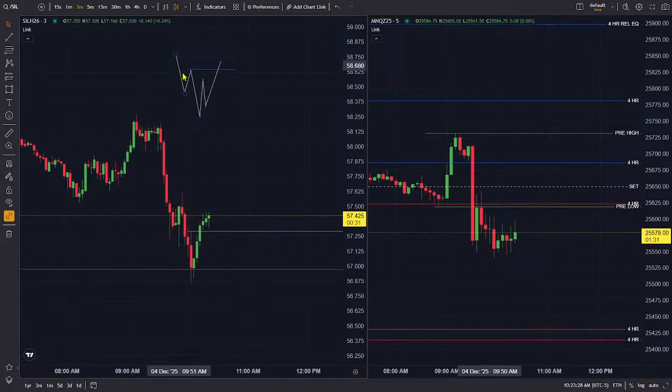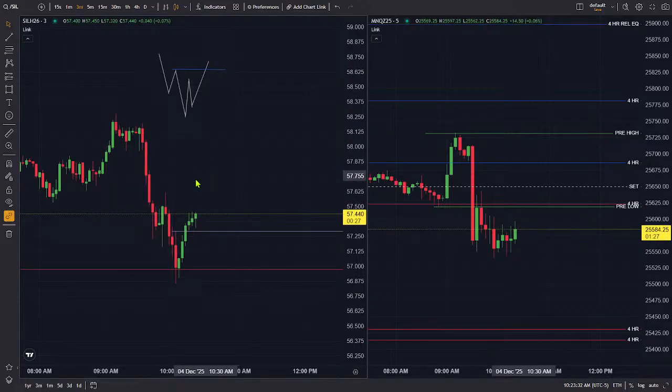This is the pattern I'm looking for with silver right here. I want it to leave that high. So we've come down. I want it to go up and leave that high and then come back down and make a higher low and then go take that high. And that's what I will get in on if we can leave that high.